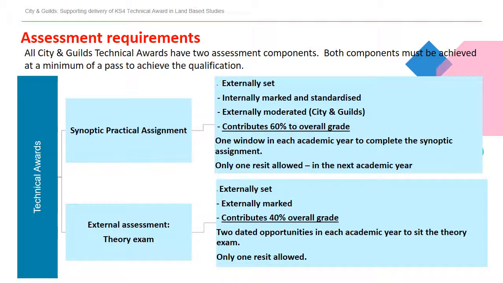The external assessment, which is in the form of a theory exam, is externally set, again by City and Guilds. It is externally marked. It contributes 40% to the overall grade of the qualification. There are 2 dated opportunities in each academic year to sit the theory exam. So if a learner was to fail the theory exam at the first sitting, then they are allowed 1 resit opportunity.